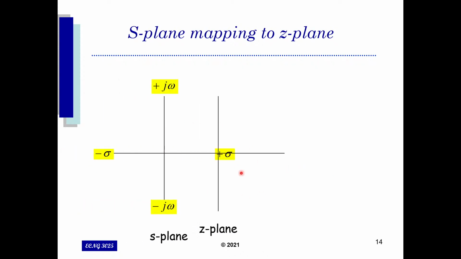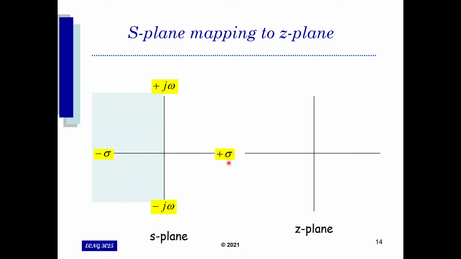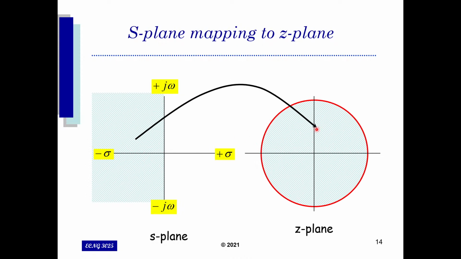So if we go back to what this means here, let's say everything on the left hand side of the plane here is mapped by this negative sigma here. Graphically, that means everything inside the unit circle is going to be mapped accordingly. And this also brings us back to a case of stability with the Laplace transform.